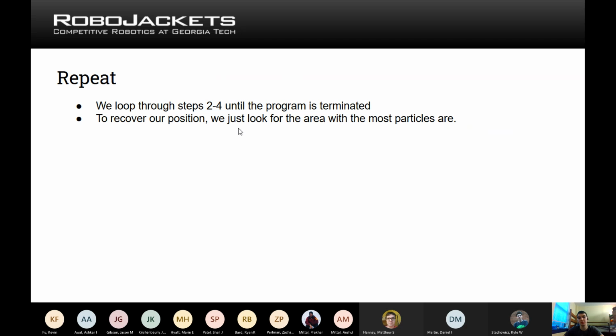And to recover our position, we just look at the area with the most particles. How do we do that in code? It's usually done by having a set radius and then looking at the mean of the particles in that radius. You don't want to take the mean of all the particles, or you'll get really bad estimates when you have 2 large groups of particles.